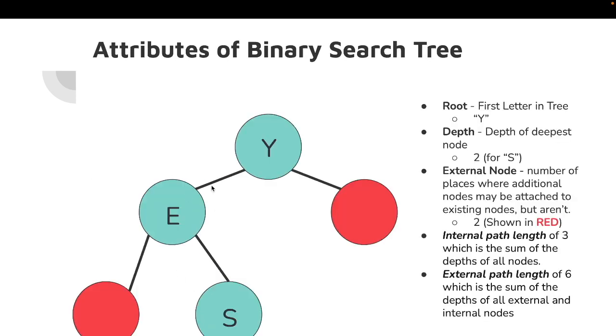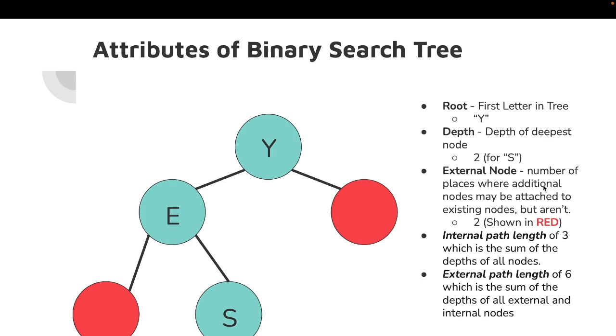Super simple. And now let's go over the attributes of binary search trees. So you're going to have to know these words, and they might ask you for them on the test. So the root is the first letter of the tree, which is Y. We went over that. The depth is the depth of the deepest node, and that would be, for this one, 2, because S is 1, 2, like depths away from the top.